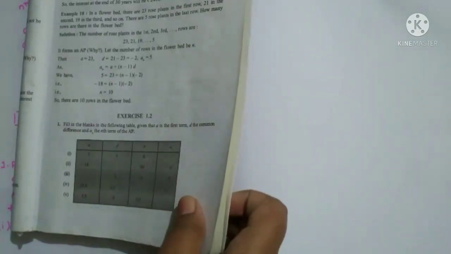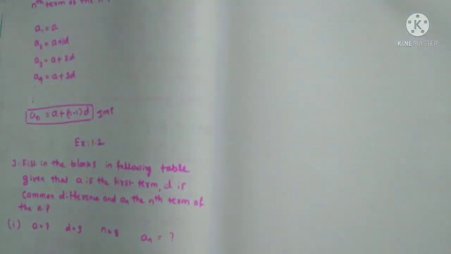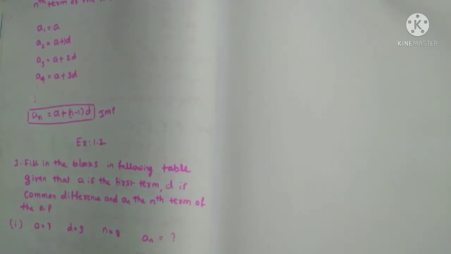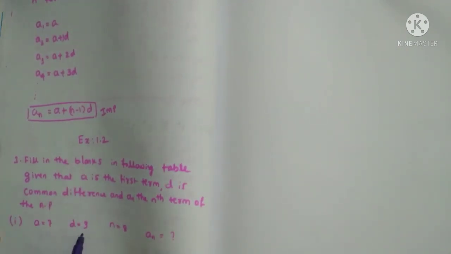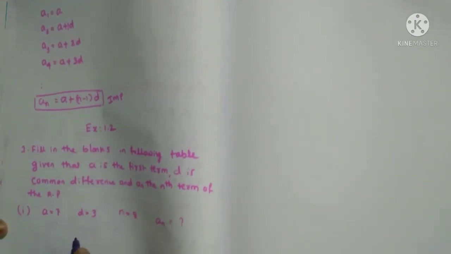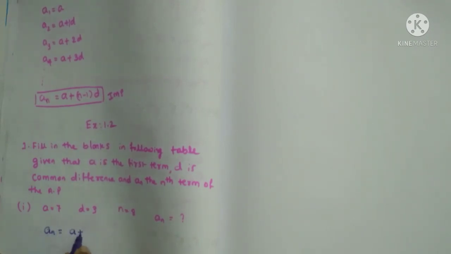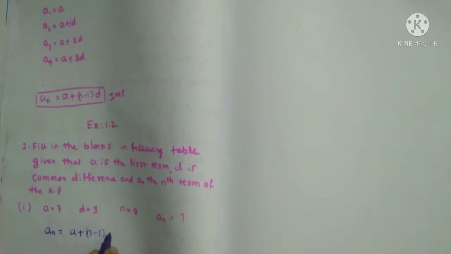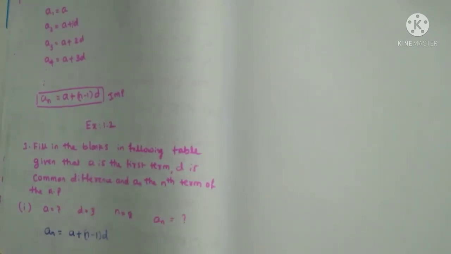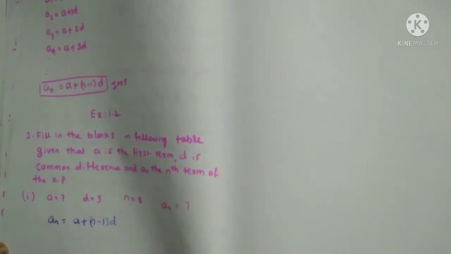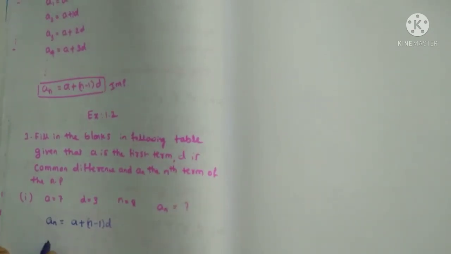In the first one, A equals 7, D equals 3, N equals 8, and AN we have to find using the formula. Okay, we'll find it now. For A they have given 7, D equals 3, N equals 8, and AN we have to find. The AN formula is AN equals A plus N minus 1 into D. First you have to write the formula, and what they have given you should write. What they want us to find, just write it as it is.